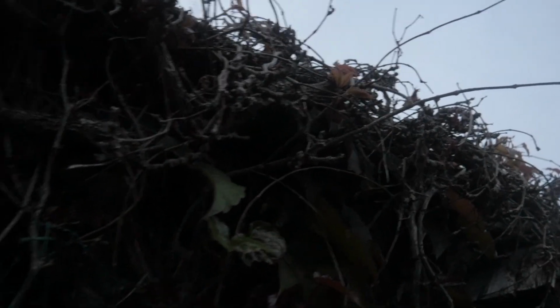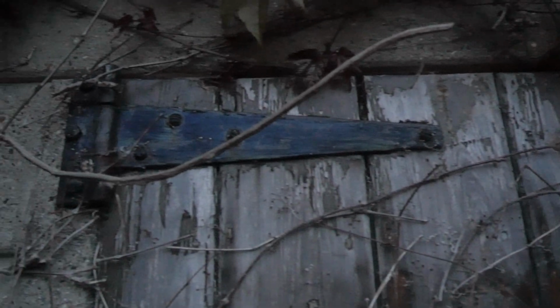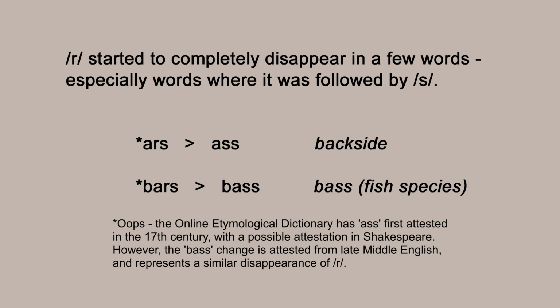As far as I know, evidence through the Middle English period is very scarce, although there was an interesting sound change that happened in certain parts of the country that's worth mentioning here. The rhotic consonants started to disappear entirely in certain words, particularly words that ended with rhotic and then s. So if we assume it's a trill for the sake of argument, ars becomes as and bars becomes bas.